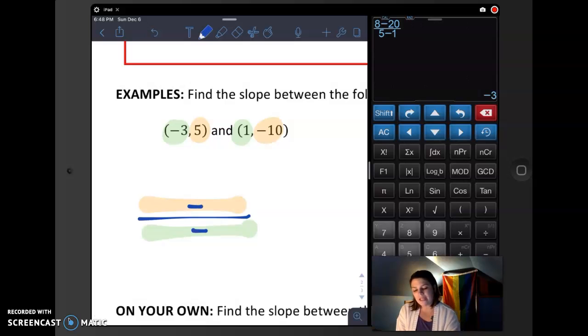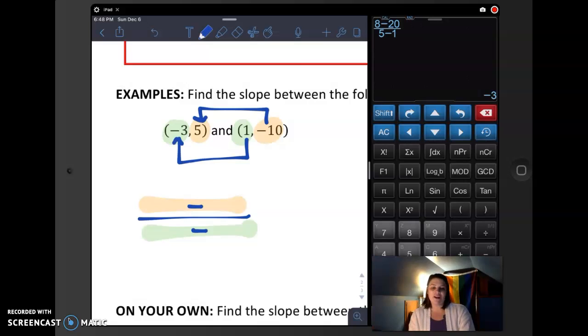I'm going to put a negative there before I get started, because I know what I need to do is I need to subtract the Y's. And I know what I need to do is I need to subtract the X's. But it can be very complicated to try to keep track of where you're going to put your negatives. So let's start with the Y's.